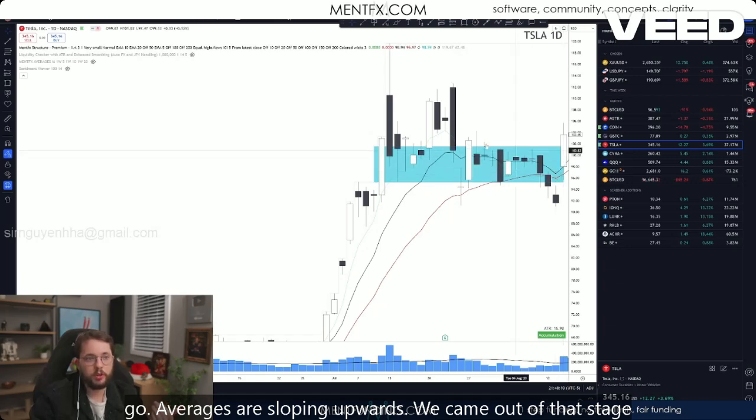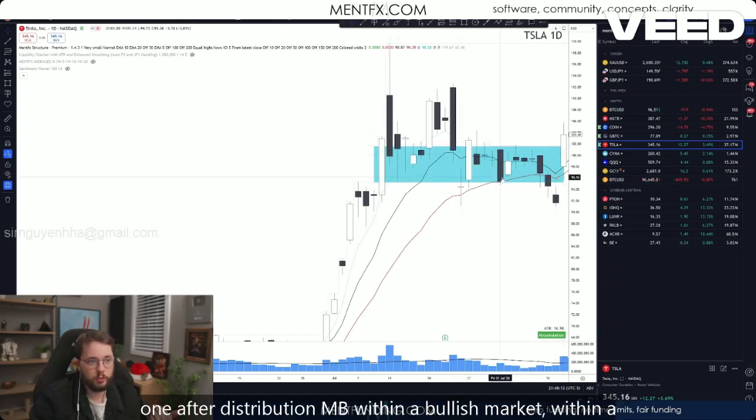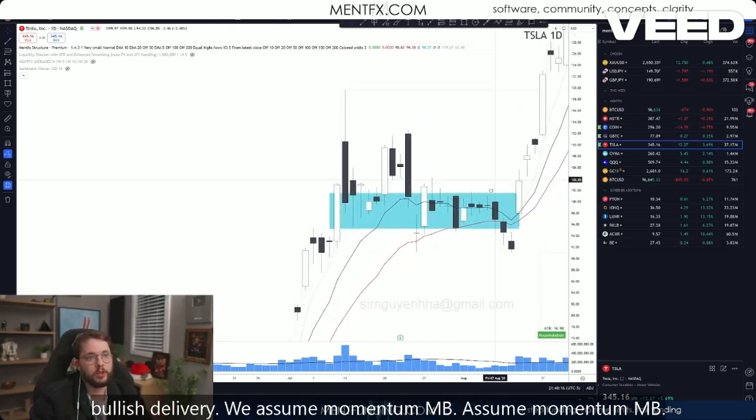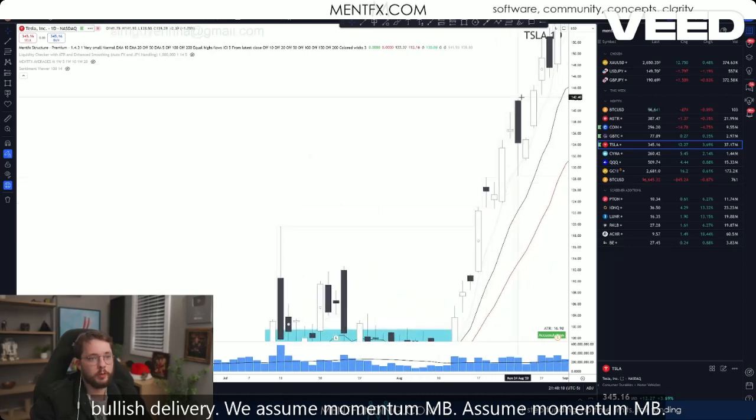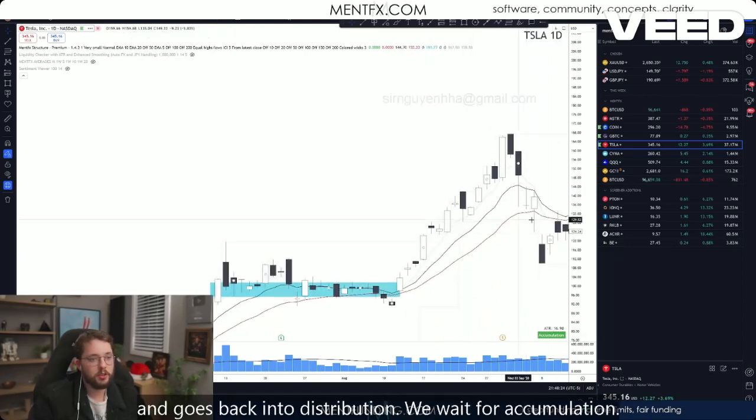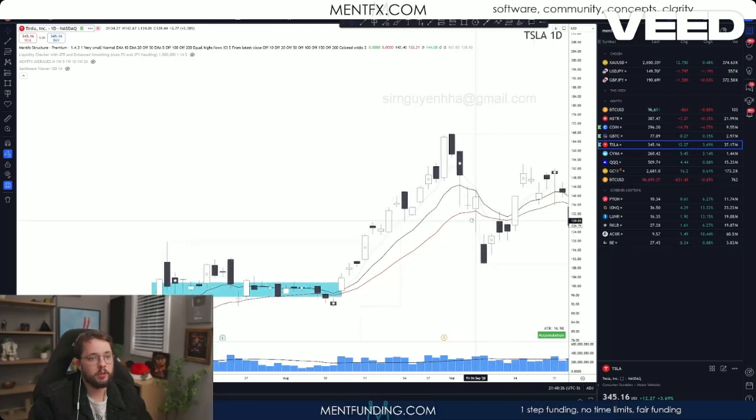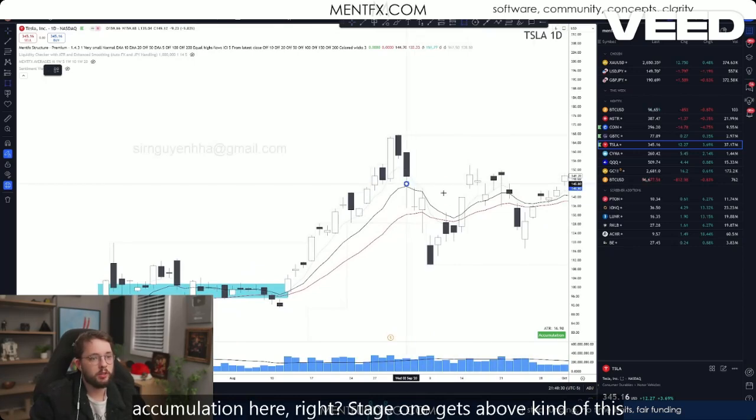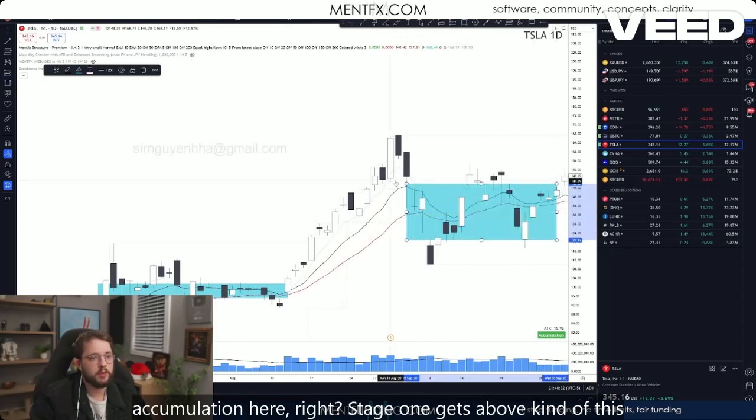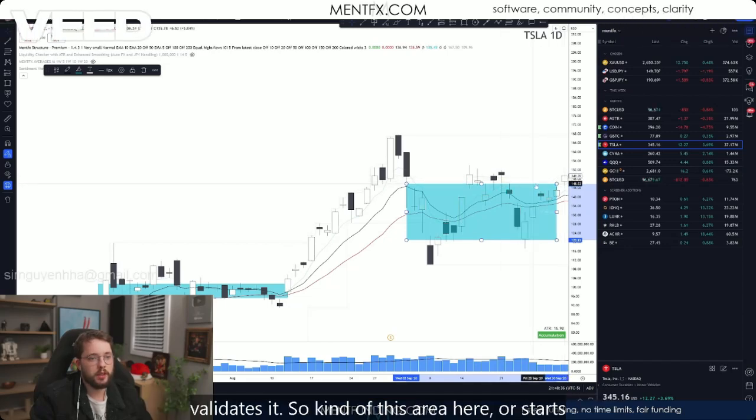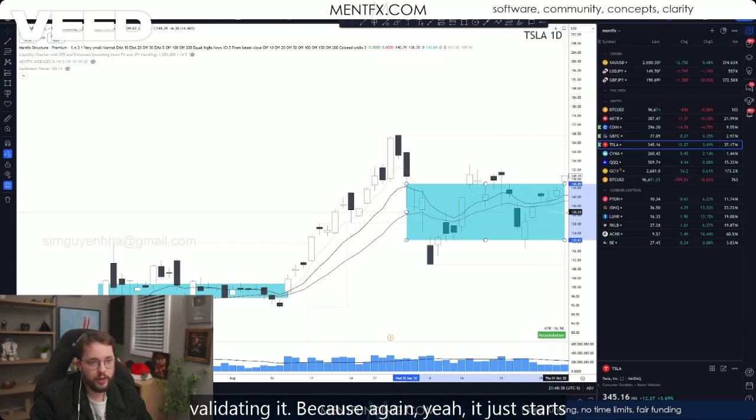Averages are sloping upwards. We came out of that stage 1 after distribution MB within a bullish market, within a bullish delivery. We assume momentum MB, assume momentum MB, assume momentum MB, but it fails with big selling, falls off and goes back into distribution. We wait for accumulation. Price starts a little accumulation here, right? Stage 1 gets above this point. That's what I would see as the accumulation MB.